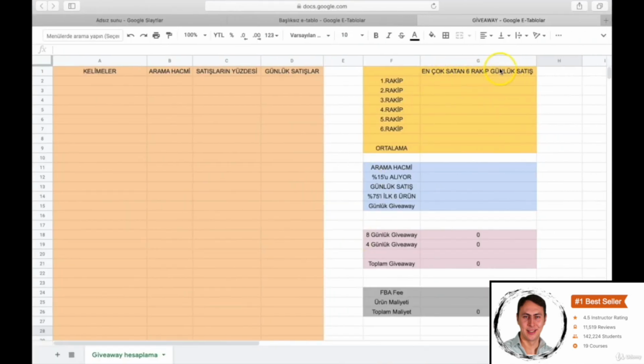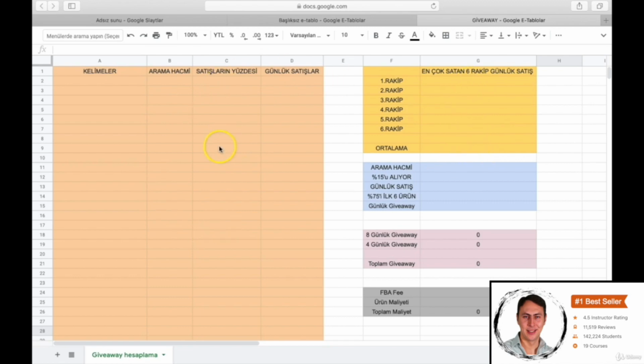We will compare the figures we have obtained by using these 2 methods, and if the results are close, we will use or average the 2. Therefore, try to learn both methods. First, I will explain the logic of these methods, and then we will fill in our Excel table together, and we will calculate our daily giveaway count. Now, what is our first method and what is its logic?